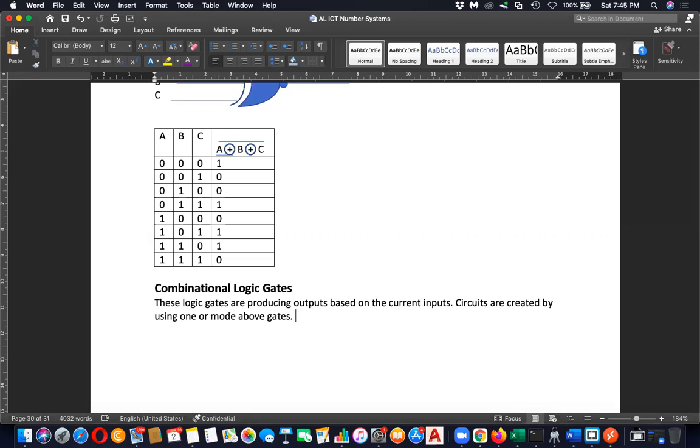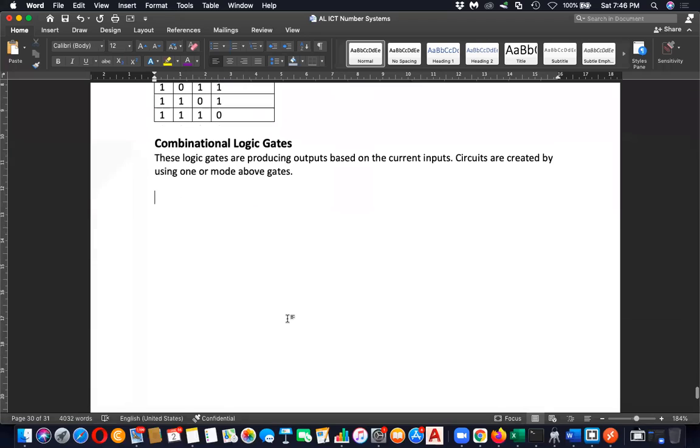So in order to create memories like random access memory, we use sequential logic circuits. But in order to create the ALU, arithmetic and logical unit, components, we use combinational logic gates. So combinational is used to build mathematical parts like the ALU, and sequential logic gates are used to build memories. Let's try one for maths.